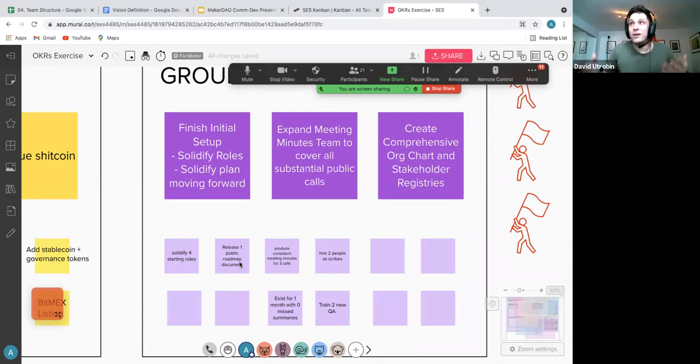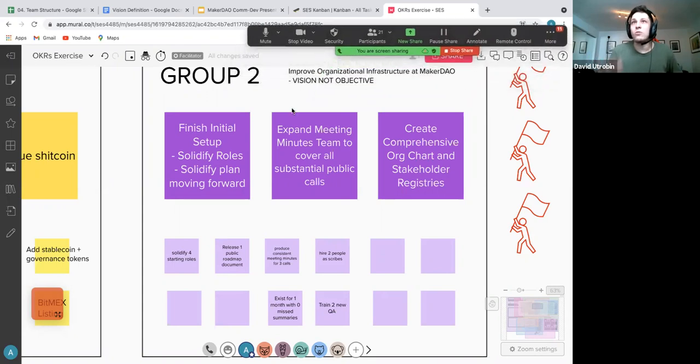And then also we had an objective that we took out because it was too broad. Improve organizational infrastructure at MakerDAO. That sounds like a good objective, but the problem is that organizational infrastructure is just too broad a term, and it can mean so many things that it doesn't make sense as an objective. It makes sense, as my team pointed out to me, as a vision.